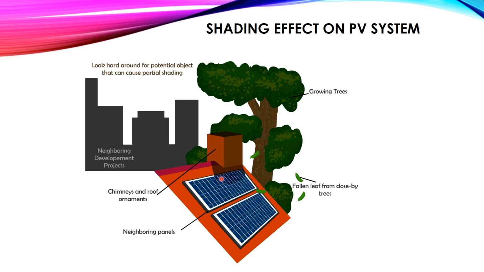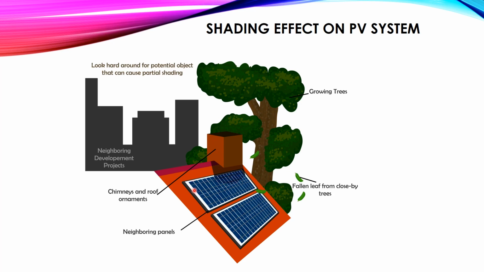You will see here a shadow over the PV panel, or the fallen leaves from the tree going on the panel, or the tree itself providing a shadow over the panel itself. All of this is called the shading effect on the PV system. So what is the effect of the shading on the PV system? You know that the presence of shadow on the PV system reduces the output power of the PV panel.